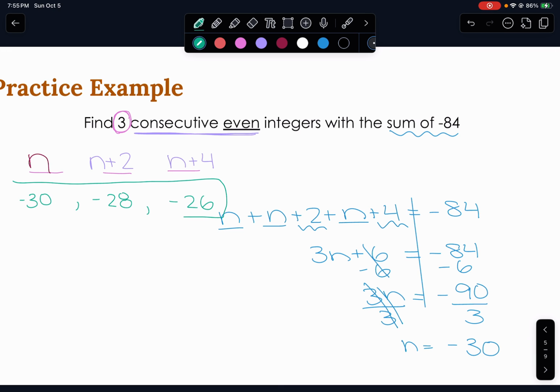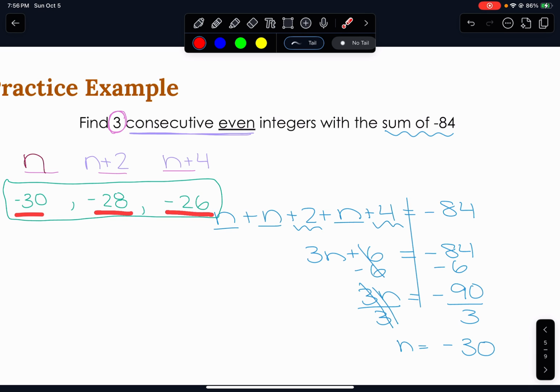A lot of people will tend to go wrong on this problem because they'll say negative 30 plus 2 is negative 32. They forget those negatives. So just be careful on that. And then yet again, you can check. Do the sum of these 3 consecutive even integers add to negative 84? Yes, they do. And you can also check, are these consecutive even integers? Are they even and do they come one after each other? Yes, they do. So that means you did your math correct.